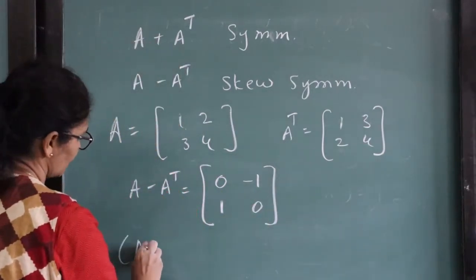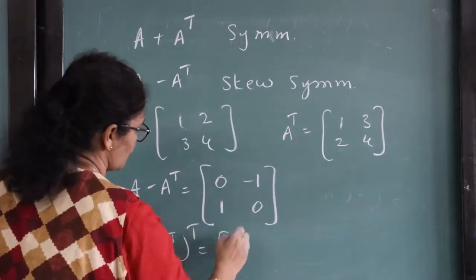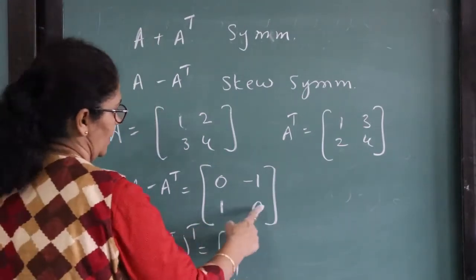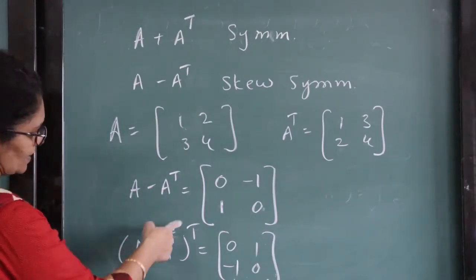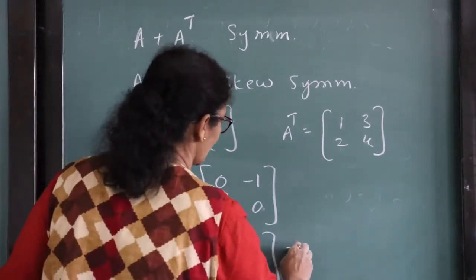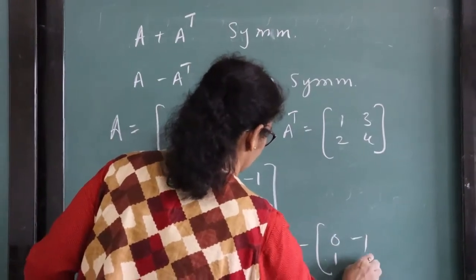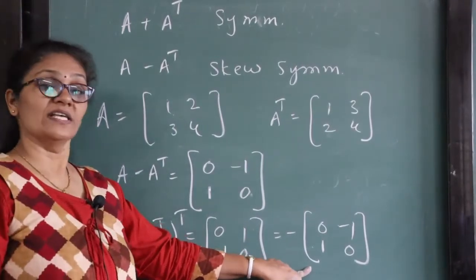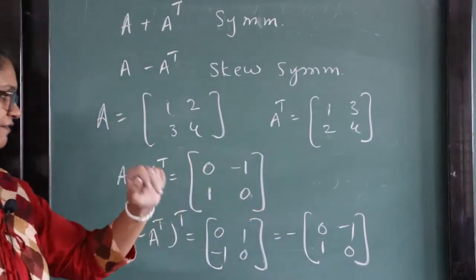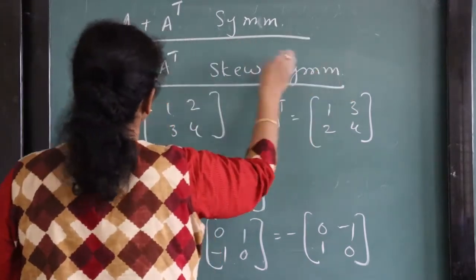Now write its transpose again. So what is it? We have to change the first row as a first column and second as a second. Now check this matrix and this. When you take the minus sign outside, you get the same matrix. Check. So A minus A transpose is skew symmetric because outside we have a minus sign. So this is your theorem number 1.